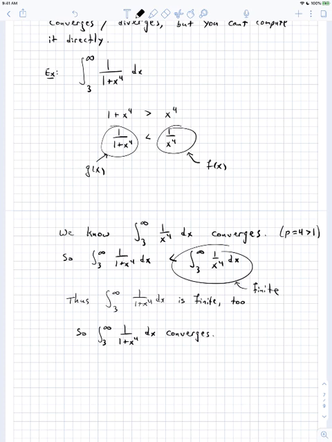And that's how you use the comparison test for integrals. Because the idea is maybe we want to show that the integral of 1 over 1 plus x to the 4 dx converges, but we can't compute it directly. But we know that it's smaller than something that converges, so it must converge too. So that's how the comparison theorem works.